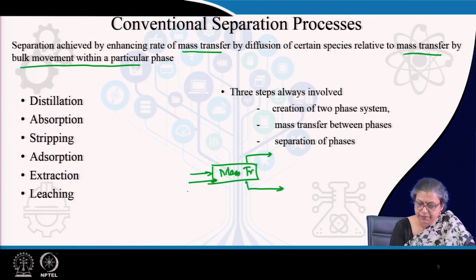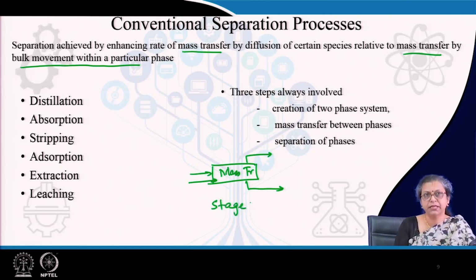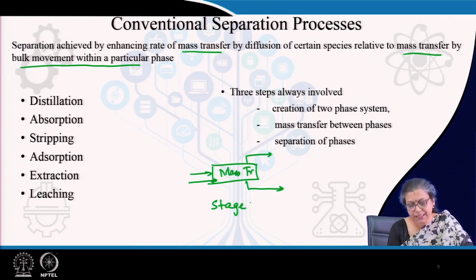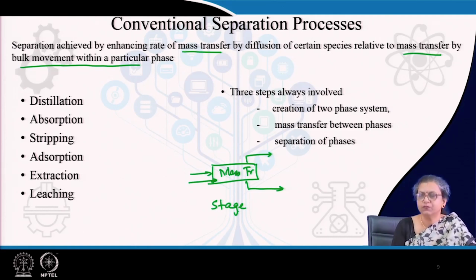This entire process comprises one stage of the separation process. What is the maximum separation that we can achieve in one stage? Maximum separation is when, between the two effluent products, the component which has to be separated is in equilibrium between the two phases. We cannot attain any separation better than this.